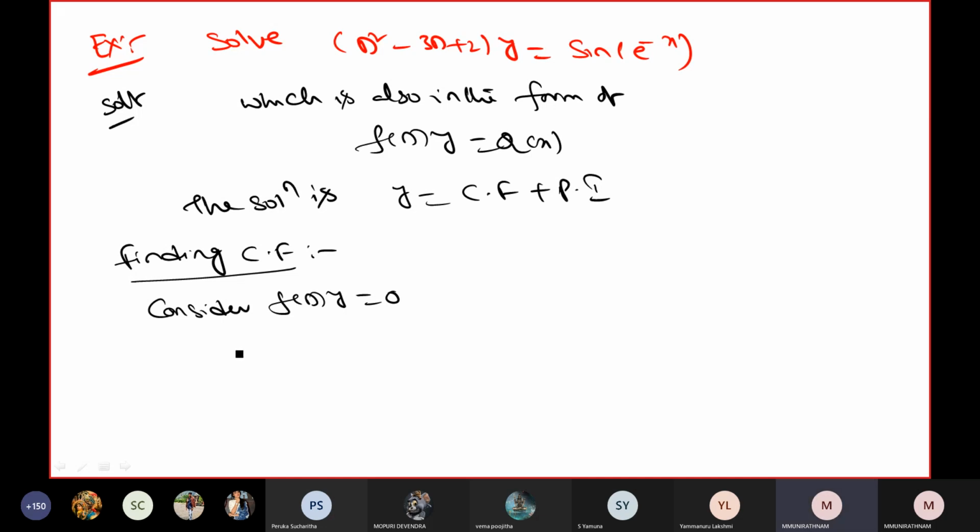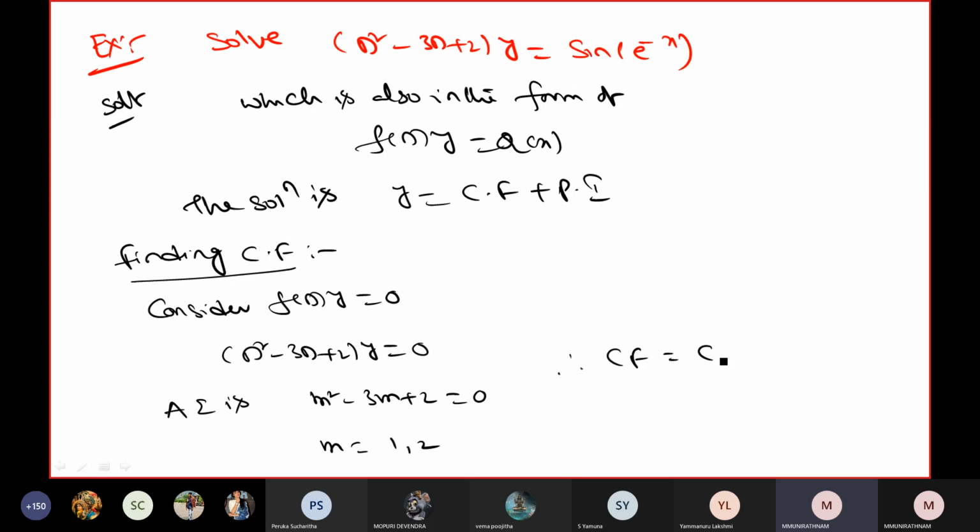That is nothing but (D² − 3D + 2)y = 0. So the auxiliary equation is m² − 3m + 2 = 0. Therefore m will be 1, 2. So CF is C1 e^x + C2 e^(2x). So that's the CF. Now we go for PI.